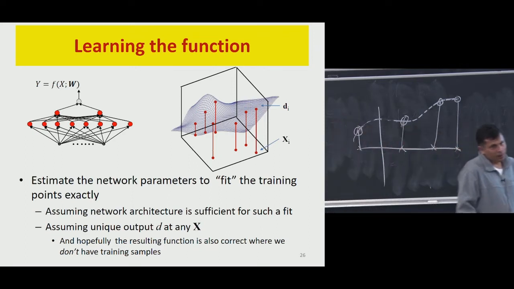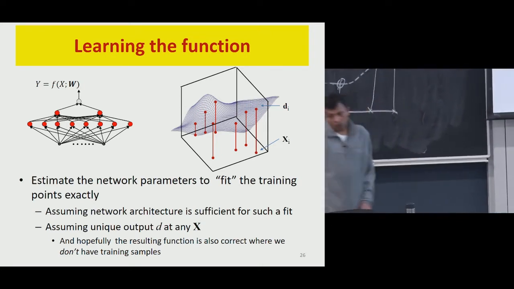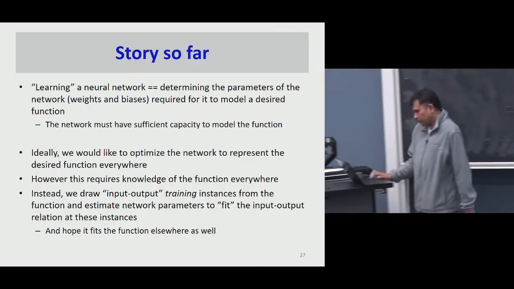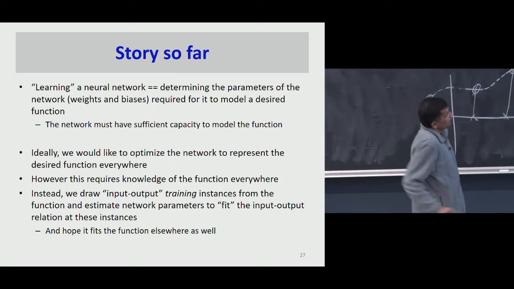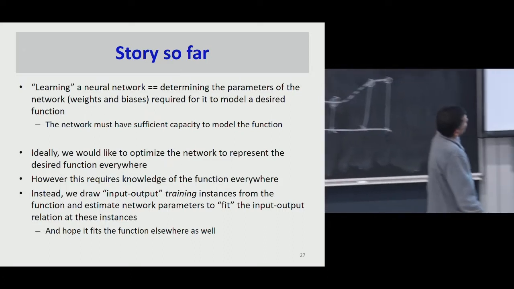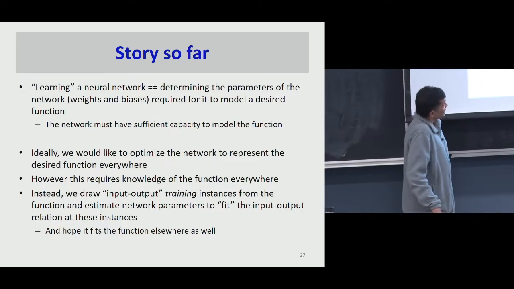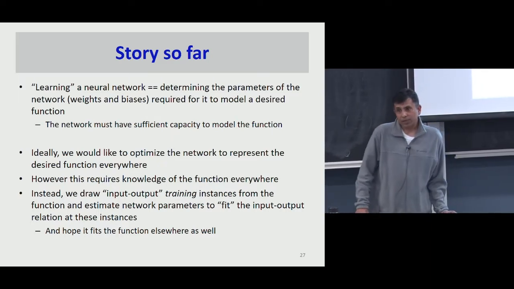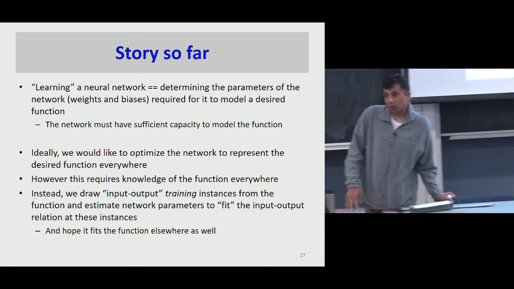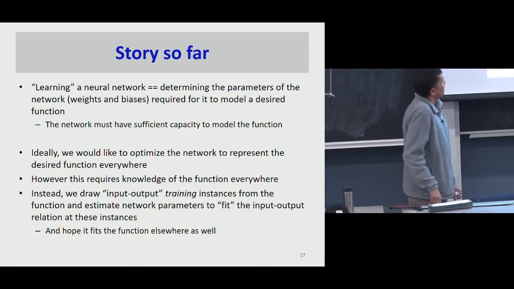Make sense? Right. So this is really what we're going to do. So the story so far: learning a neural network is the same as determining the parameters of the function, the weights and the biases, required for it to model a desired function. And the network itself must have sufficient capacity to model the function that we're interested in.